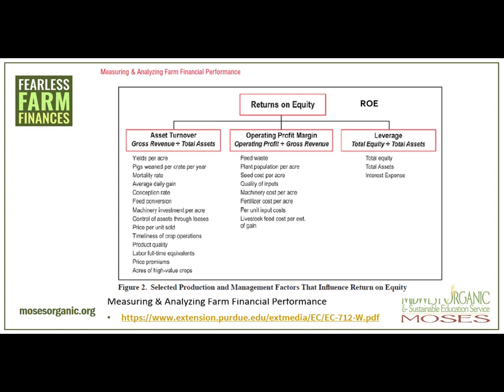So we're looking at asset turnover, gross revenue divided by total assets. What are some things we need to look at that affect that ratio? If we jump to the next one, operating profit margin, what are some things under that affect that number? And then leverage, which we're not going to cover here today, but it gives you a list of things to think about if I'm struggling in either of those two areas.